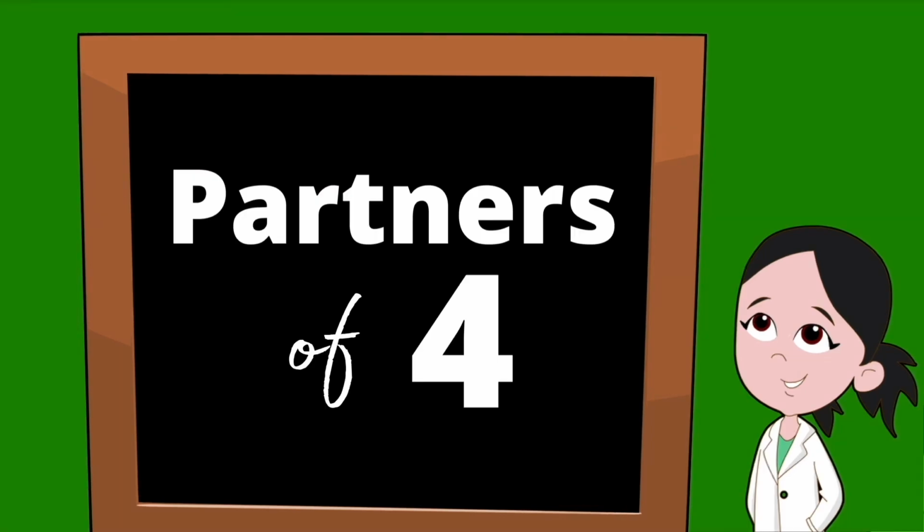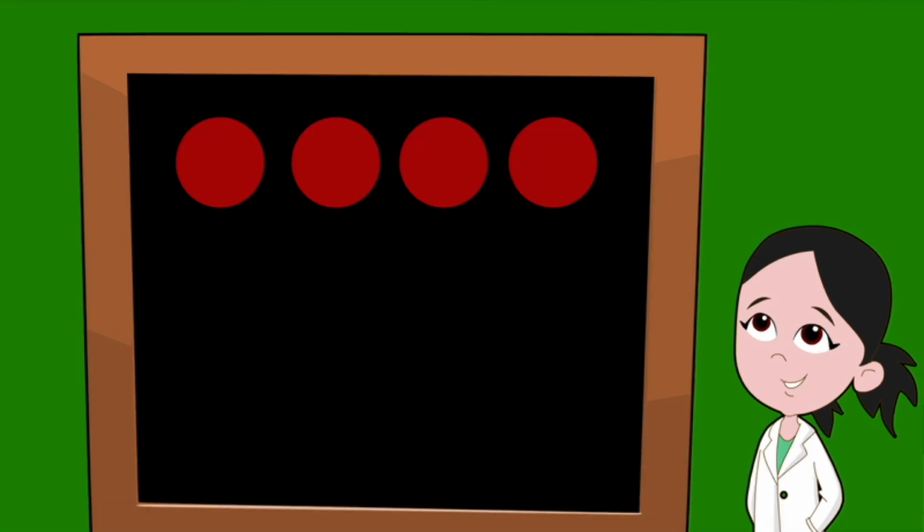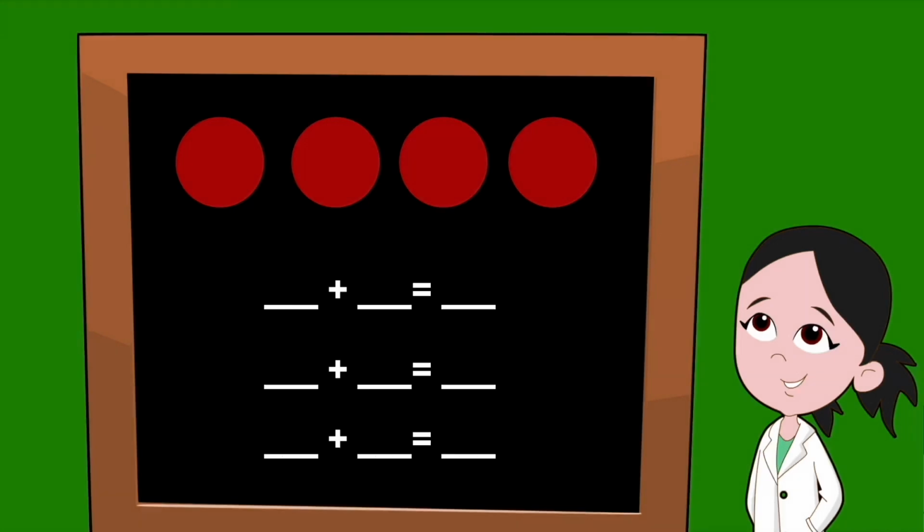Let's move on to the number 4. We'll start with our 4 dots, and the number 4 is going to have 3 sets of partners. Let's split the dots up, starting with 1 on the left and all the remaining dots on the right. Our first number, the number of dots on the left, would be 1. Our next number would be the number of dots on the right, which is 3. 1 plus 3 equals 4.